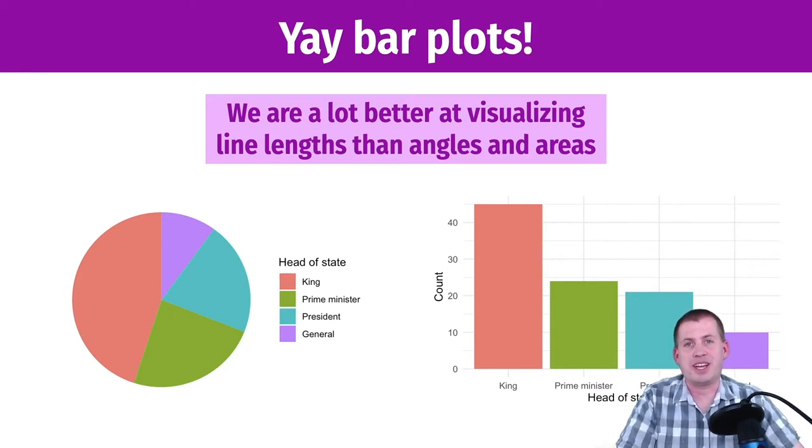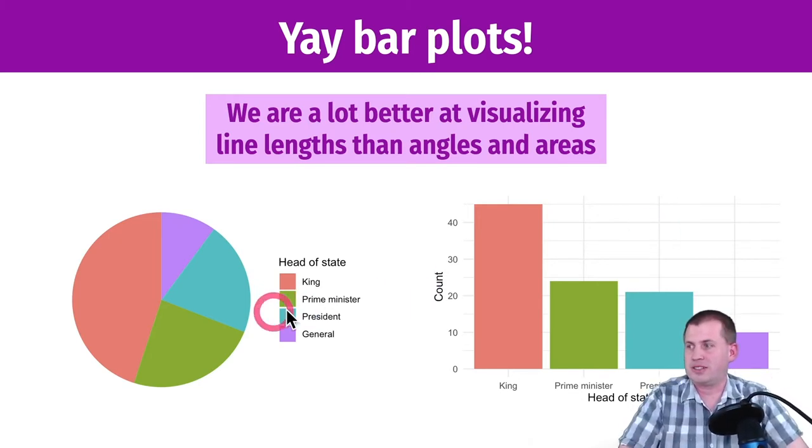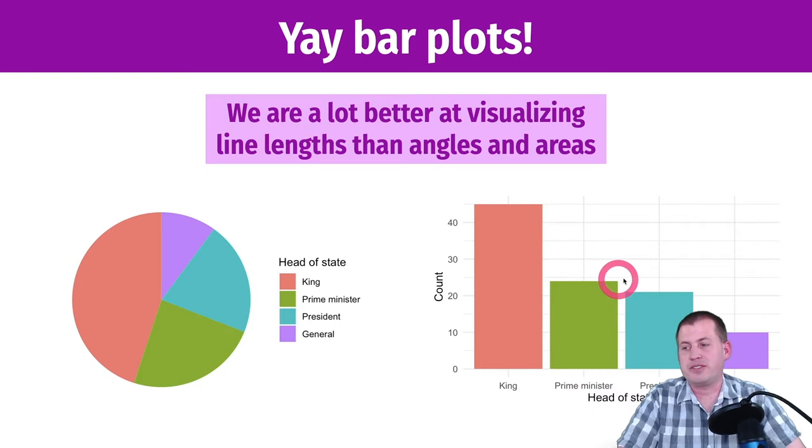If we have two different lines that are side by side, we can easily tell the difference between how long they are. So if you look here at this chart, this is fake data I just made up. But there is a visible difference between the numbers of prime ministers and the number of presidents. It's only like two or three or four, but there is a difference there.